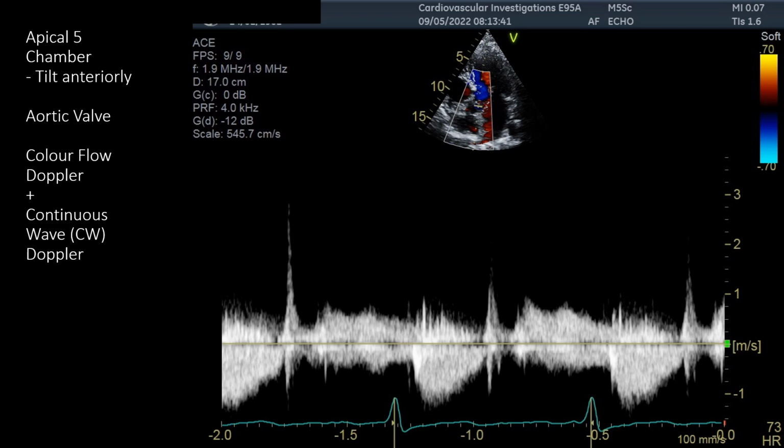This is the continuous wave Doppler with the baseline moved down, so we're looking here for any regurgitant flow, and there is no significant regurgitant jet present in this slide.